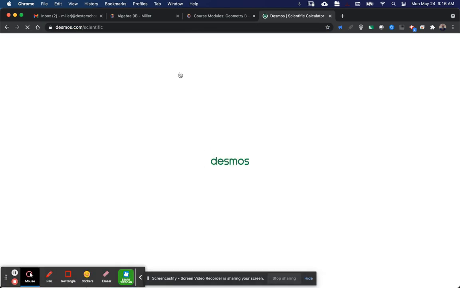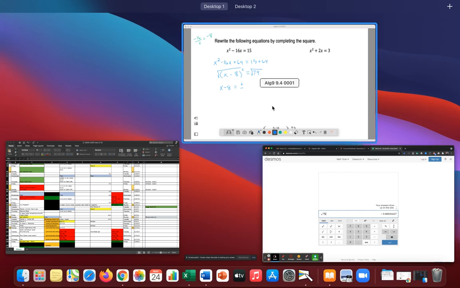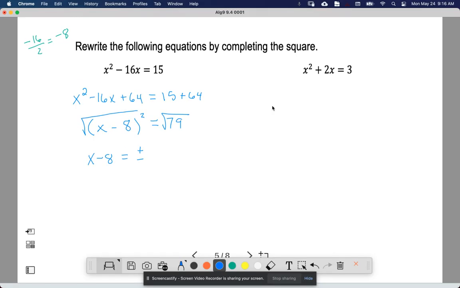Calculator. Square root 79. So we get 8.89 or 8.9. Let's just go ahead and go to the 10th at this point. I might ask you to round to the 100th, but we'll just go to the 10th on this one. So 8.9. We get 8.9.